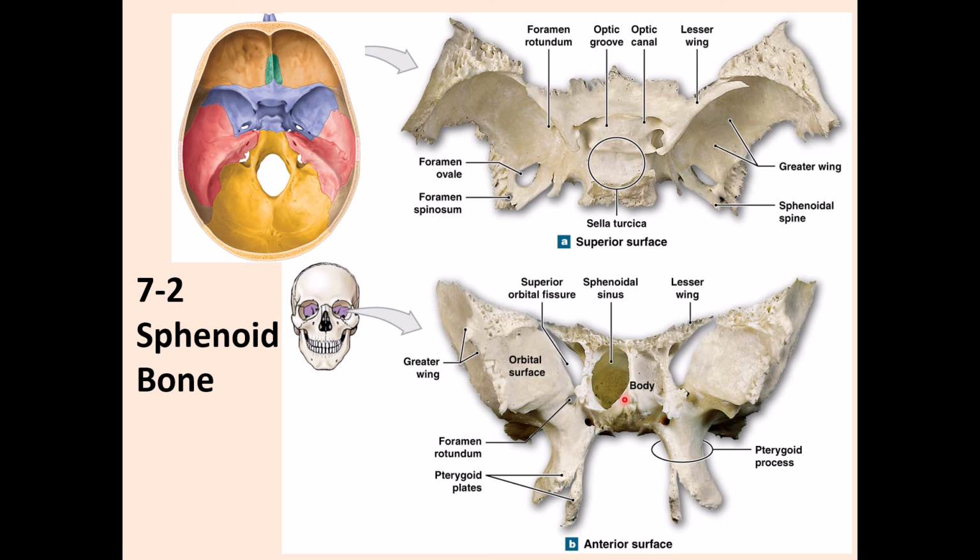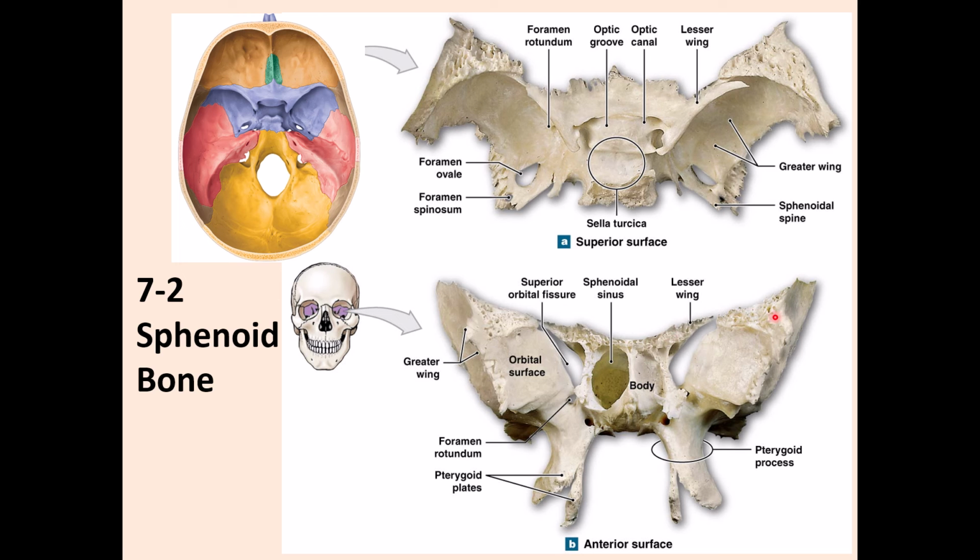If you look at the anterior view, you can see in the middle, this is the body that contains the sphenoid sinus. So below this area, this is the sphenoid sinus, and this is one of the bones that has a sinus. If you remember, the frontal bone also had a sinus.